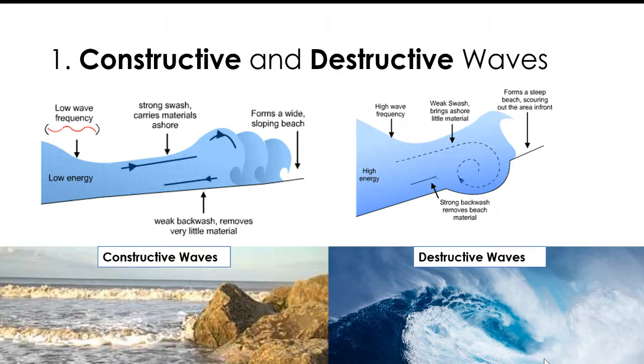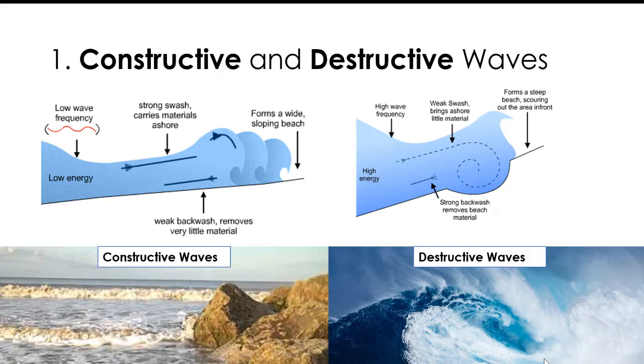So in terms of their key characteristics, you need to be able to talk about the swash and the backwash. So swash is upwards movement up the beach and backwash is back down. Constructive waves, as the name suggests, construct a beach. They build up a beach. And the reason for that is that their swash is stronger than their backwash. So there's more upward movement of material than there is removal of it as that water returns to the sea.